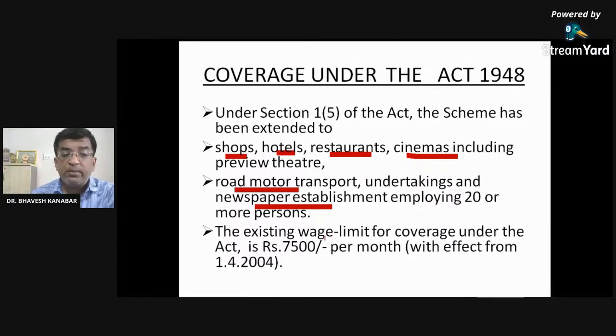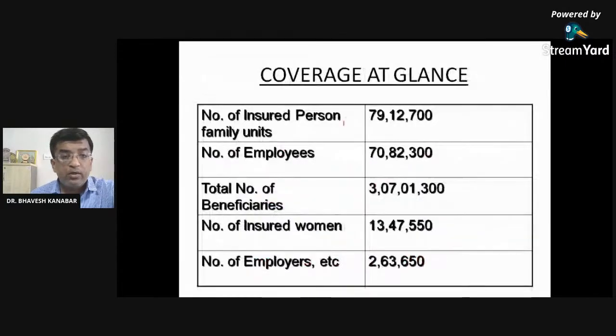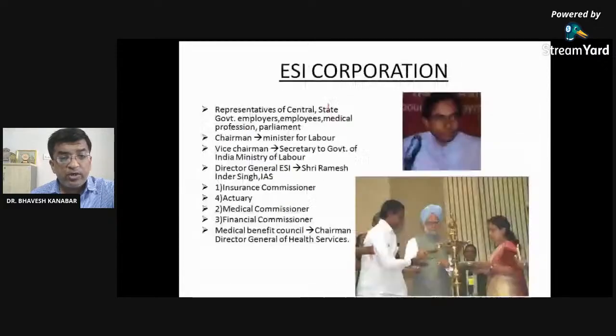The existing wage limit for the coverage is 7,500 per month. This is wrong. This is not according to 2004. That has now been extended, actually that was 7,500, but it is extended now to 21,000. So remember this. Existing wage coverage is 21,000 per month. That was coverage at a glance, no need to see it.